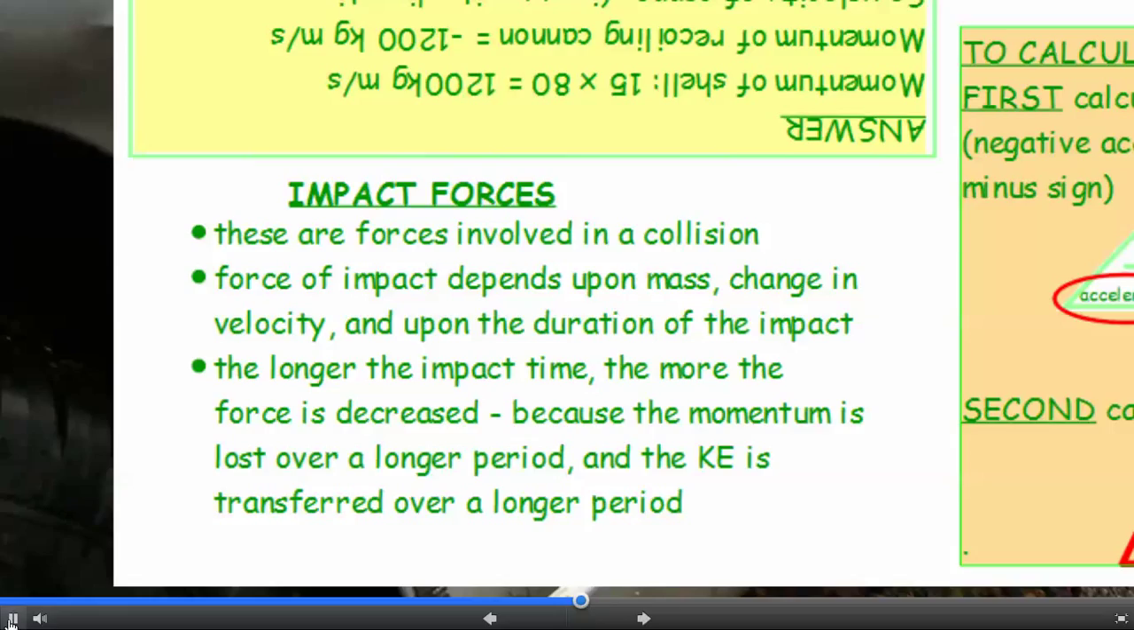Impact forces. Now, these are the forces involved in a collision, and the force of the impact depends upon the mass of the vehicles, upon their change in velocity, and upon the duration of the impact. How long does the impact take? Because the longer the impact time, the more the force is decreased, because the momentum of the colliding vehicles is lost over a longer period, and therefore the kinetic energy is transferred over a longer period.